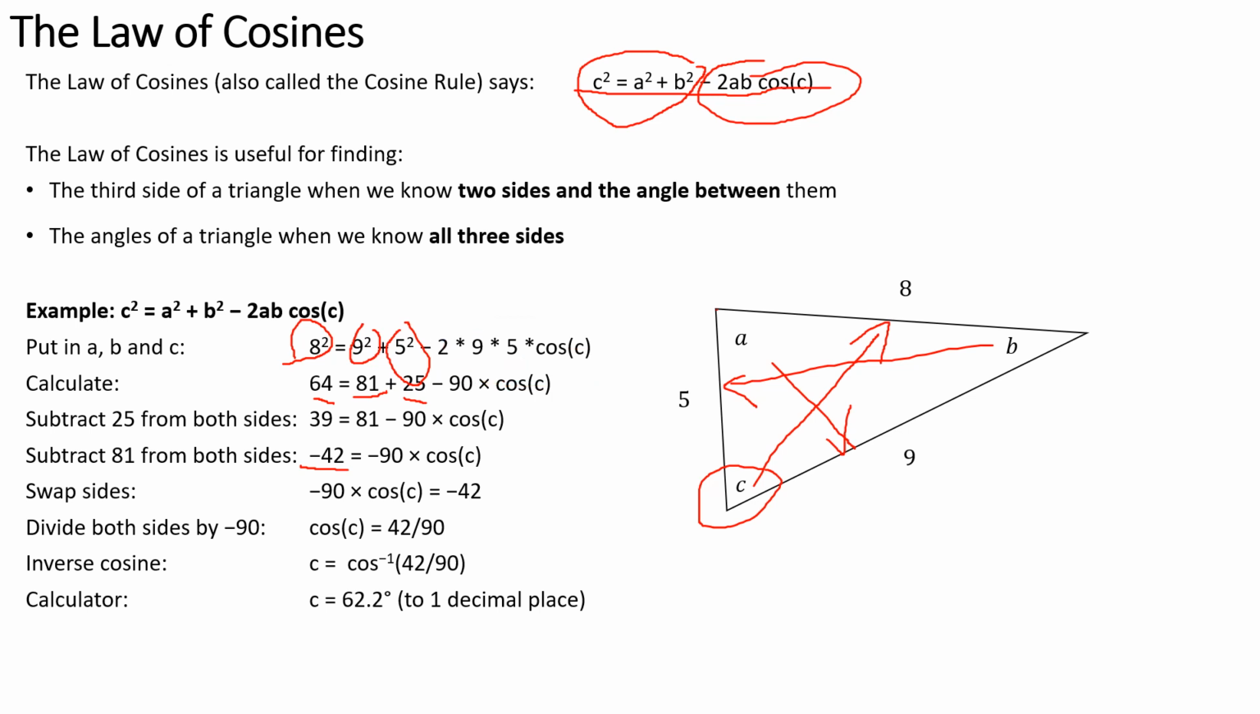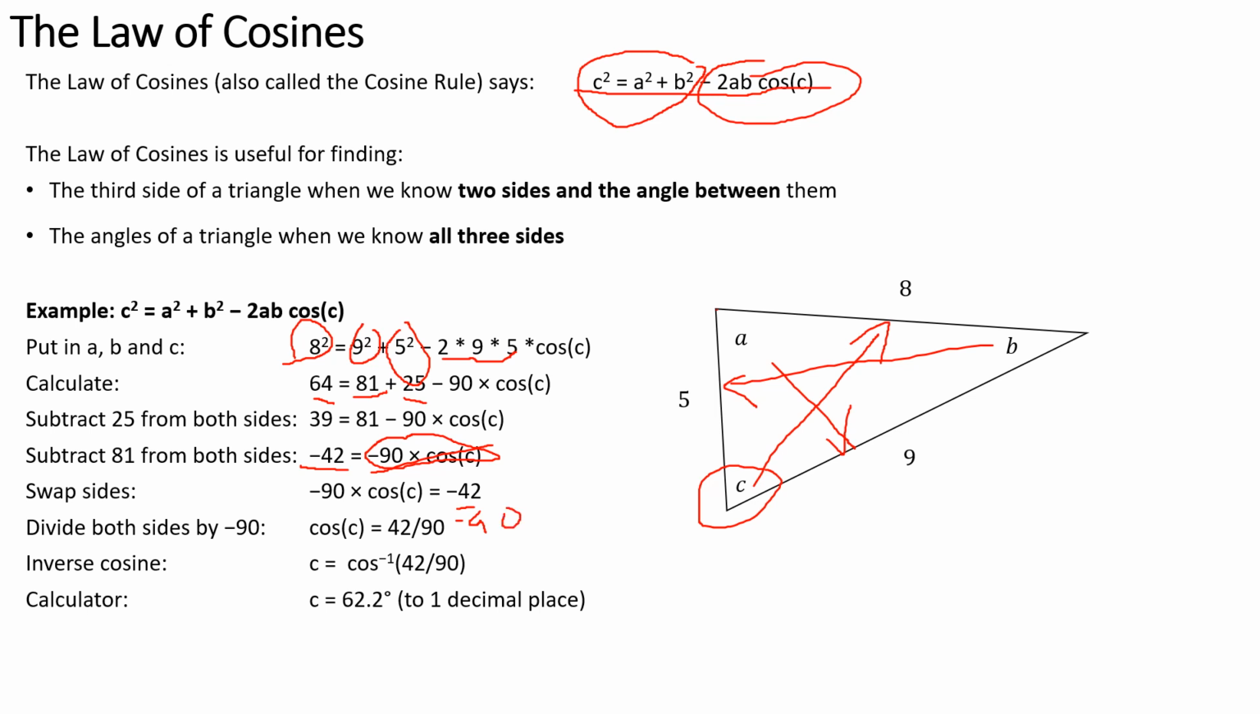This part right here: 2 times 9 times 5. 2 times 9 is 18, times 5 is 90. Cosine C. So negative 42 equals negative 90 times cosine C. I'm going to divide both sides by 90. So what I end up getting is cosine C equals negative 42 over negative 90. Two negatives make it positive. It's cosine C equals 42 over 90.